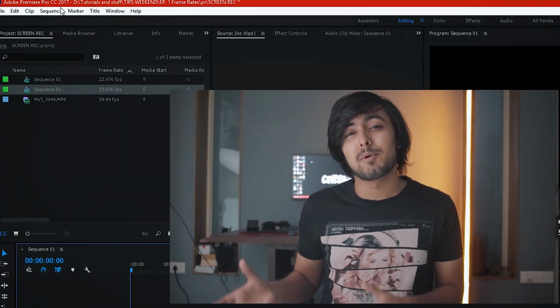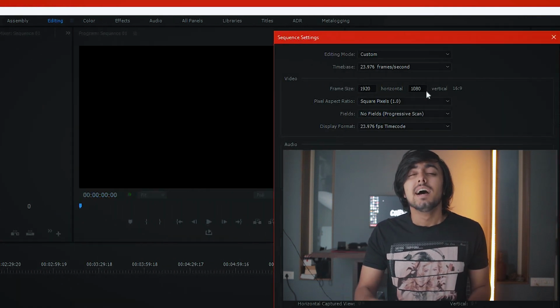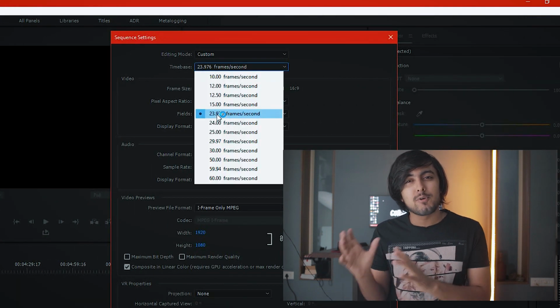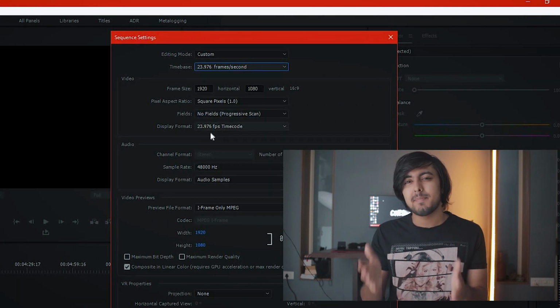Now, often many people ask me what should be the frame rate setting in your Adobe Premiere Pro or Final Cut Pro timeline. Now, it should always be 24 frames per second if you're going for a cinematic look.